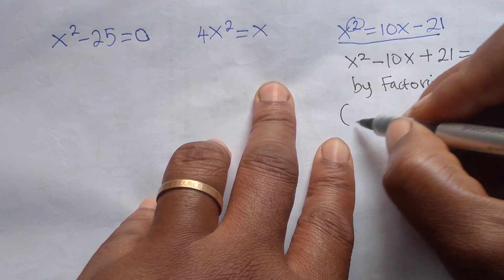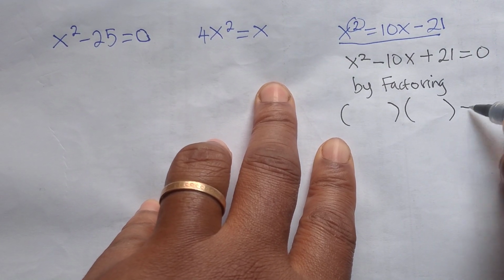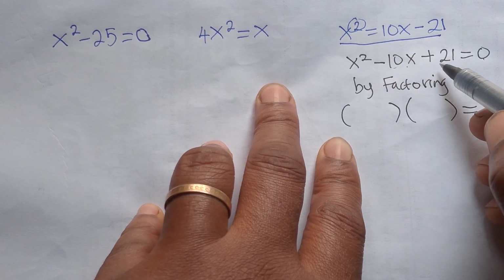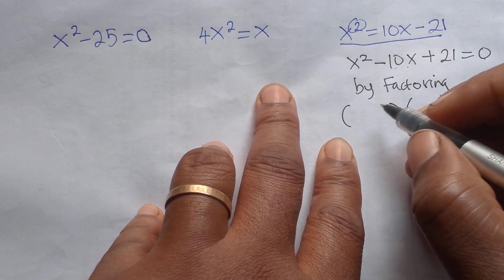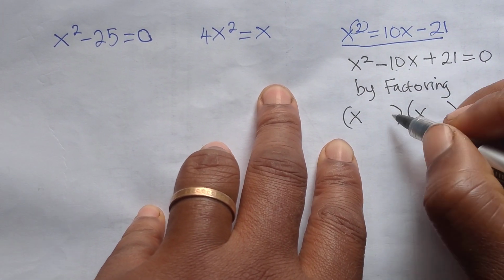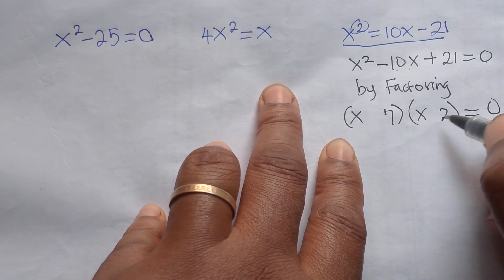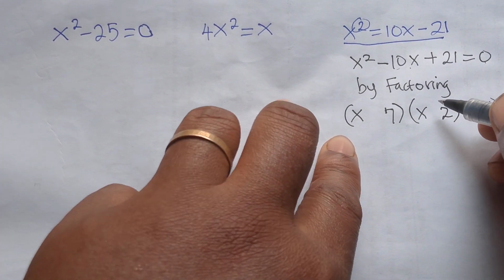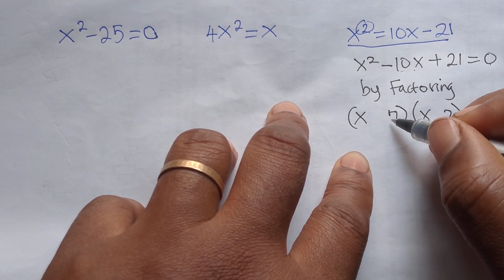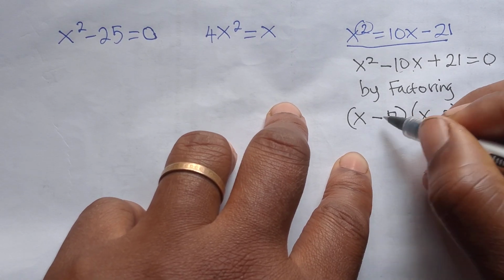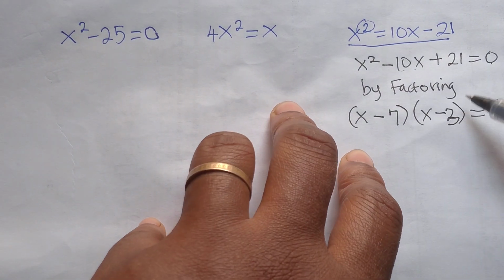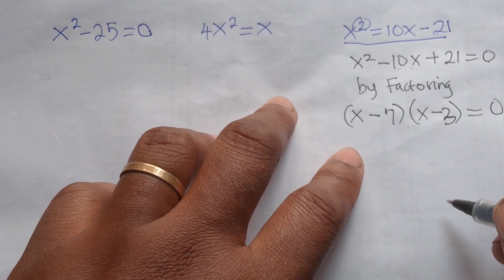Now we open two parentheses, equate it to 0 like we have here. We are looking for two numbers. When we add, we get minus 10. When we multiply, we get 21. We put our x here. Okay, the numbers are 7 and 3, you can write 3 and 7, they are the same. That is minus 3 minus 7 will give us minus 10. Minus 7 multiplied by minus 3 will give us 21. Okay, so that is it.